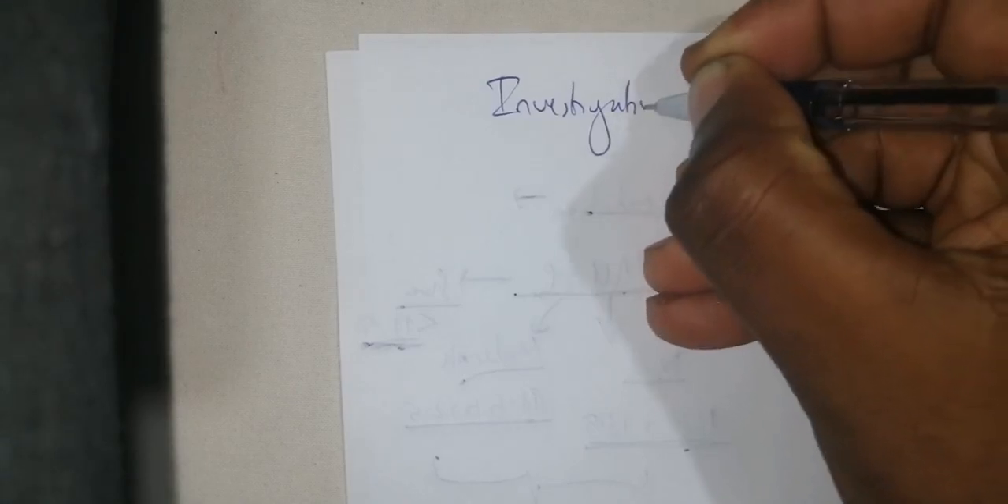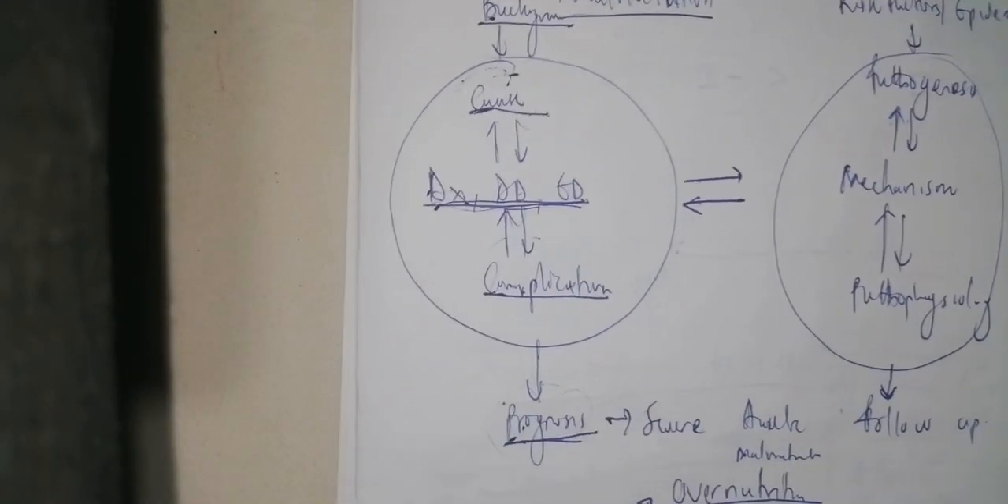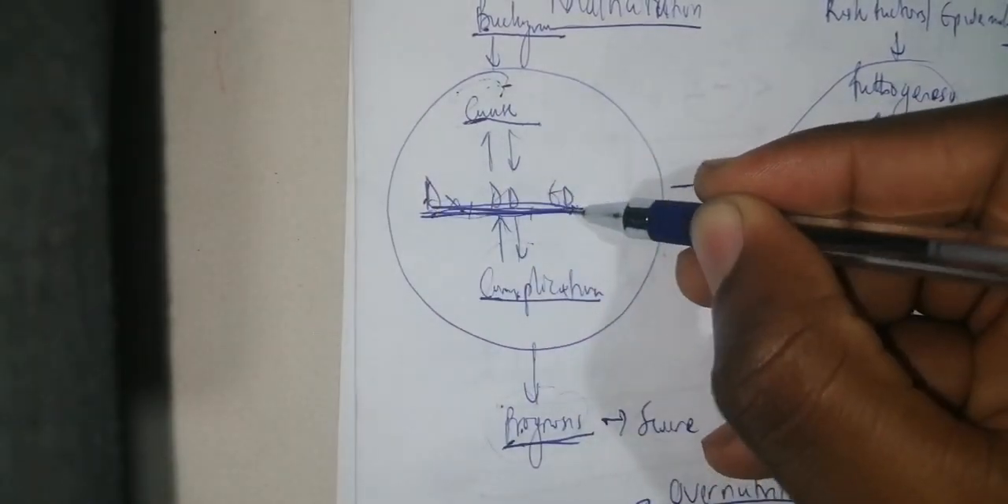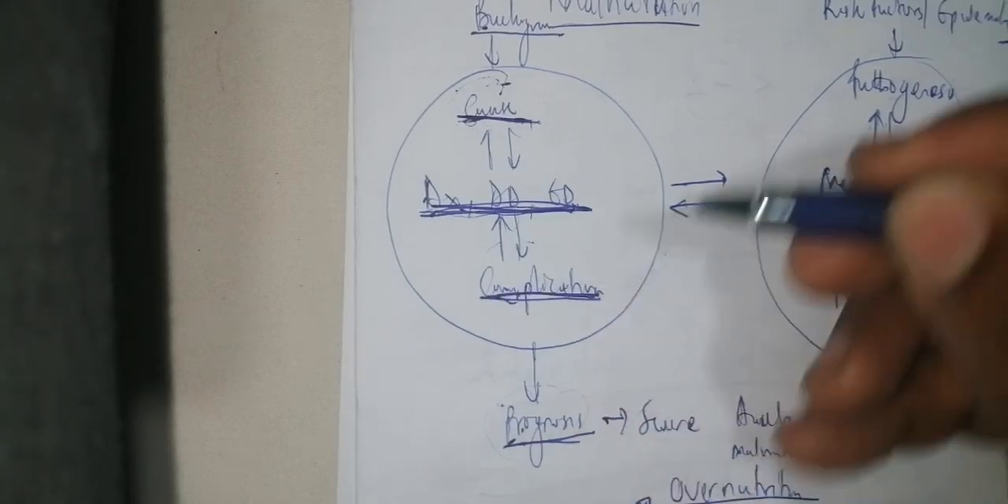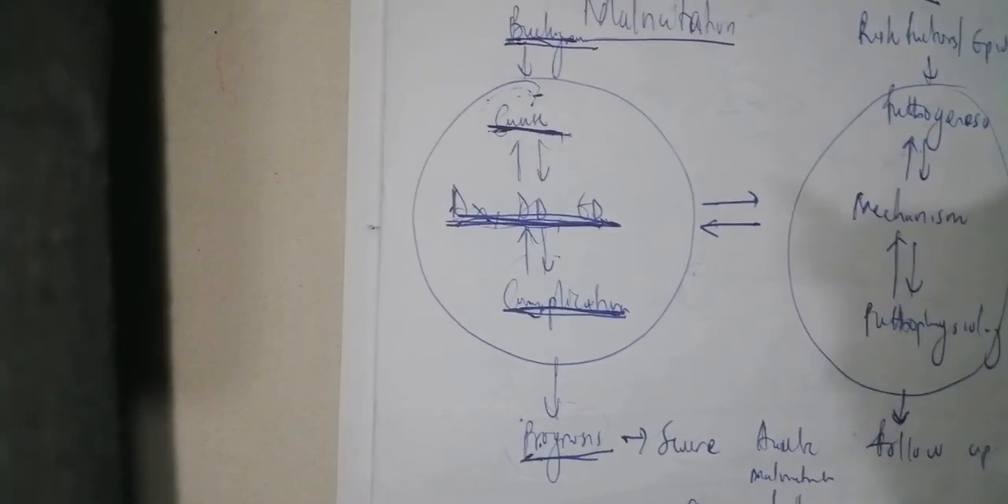So now the next is the investigation for malnutrition. What are the investigations that you have to do in cases of malnutrition? In cases of malnutrition, you should do different types of investigations. You first start by investigating the disease, then you investigate the cause, then you investigate the complication, then you investigate the background. But malnutrition does not have any background.